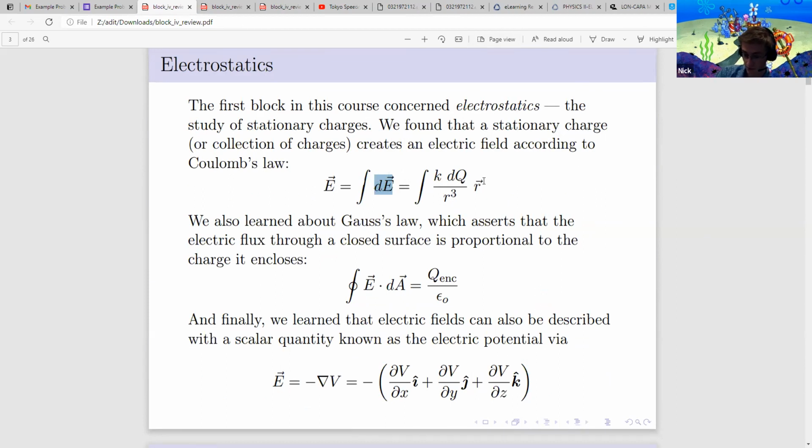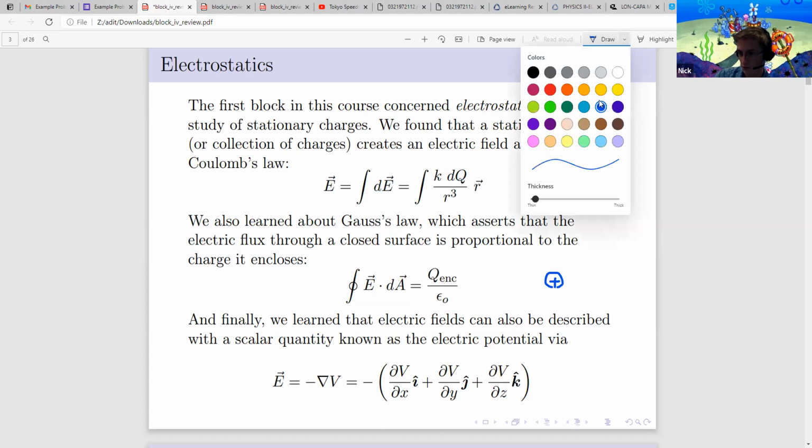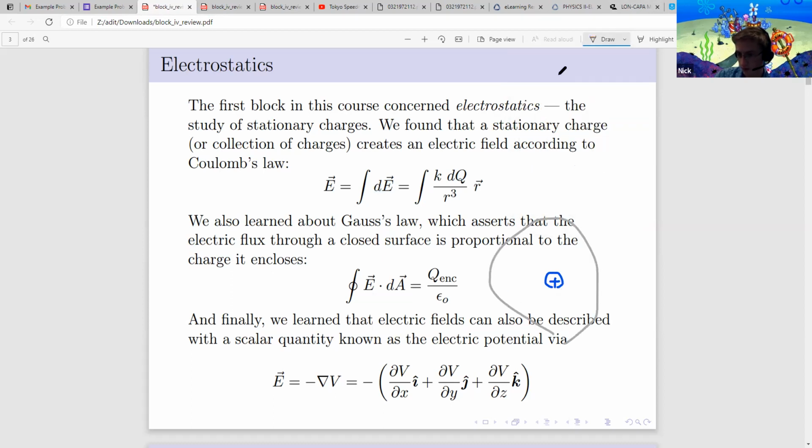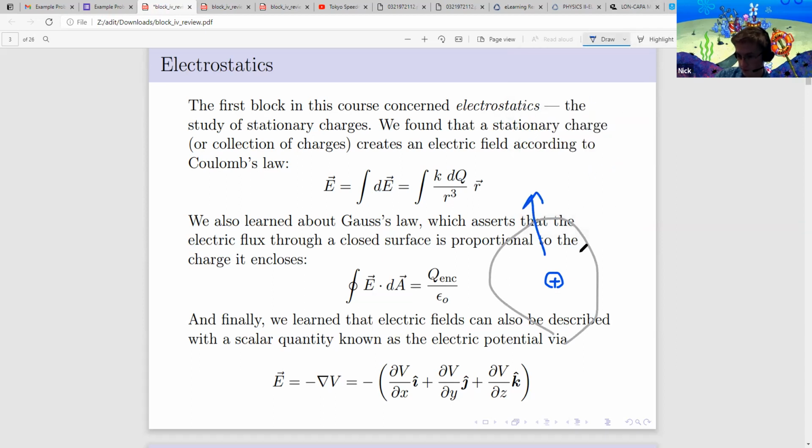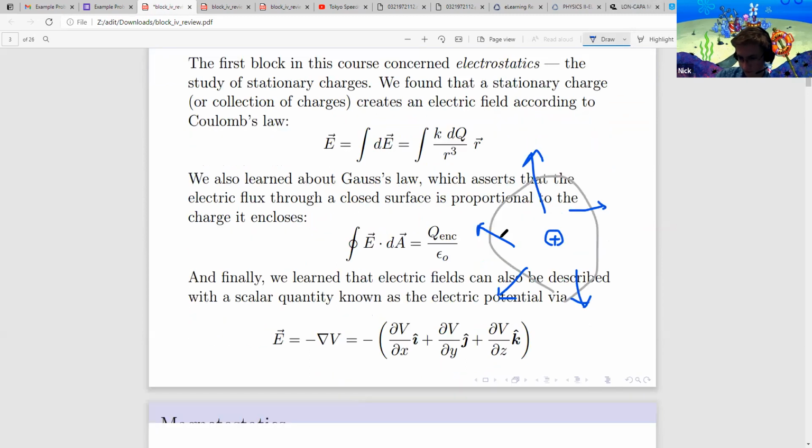And we also learned about Gauss's law, which is our first Maxwell equation, which asserted that the electric flux through a closed surface is proportional to the charge that it enclosed. So if I had some positive point charge, I could draw a Gaussian surface around that point charge. And then the electric flux through that surface would be proportional to the amount of charge enclosed. So if I had more charge, I would have more electric field lines coming out of this gray surface.